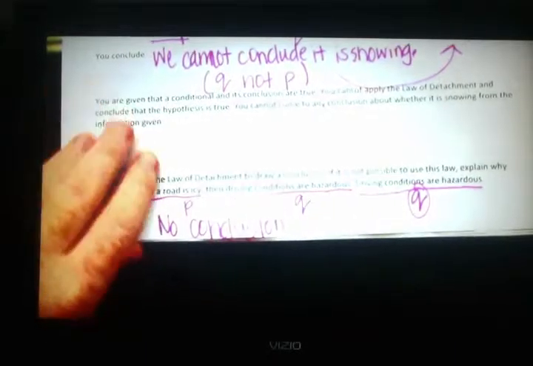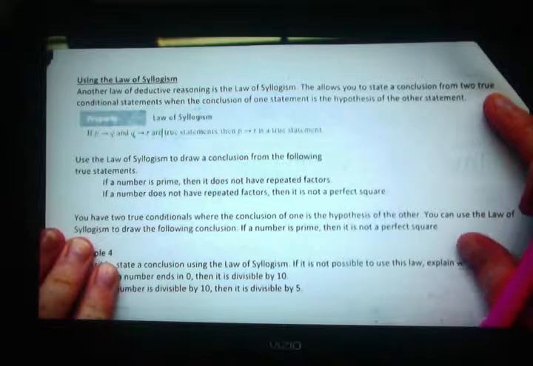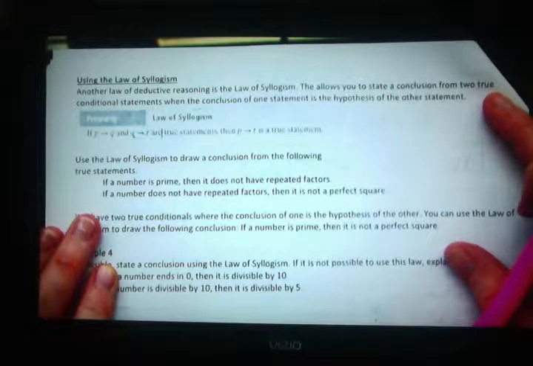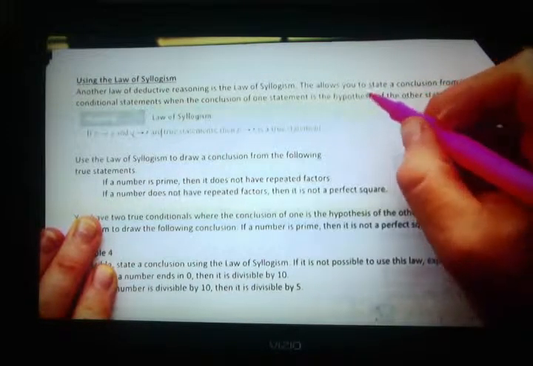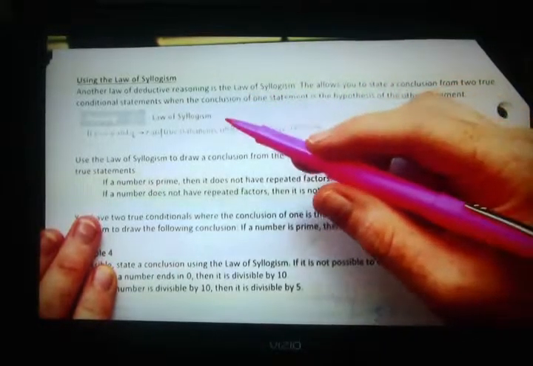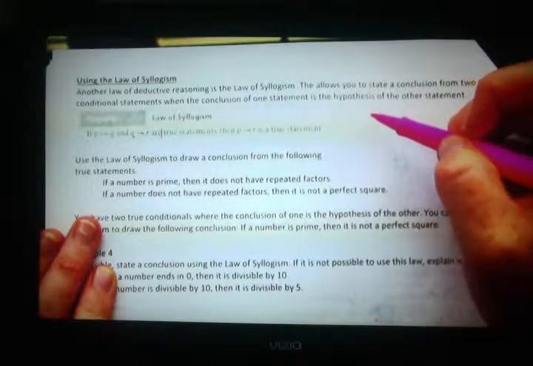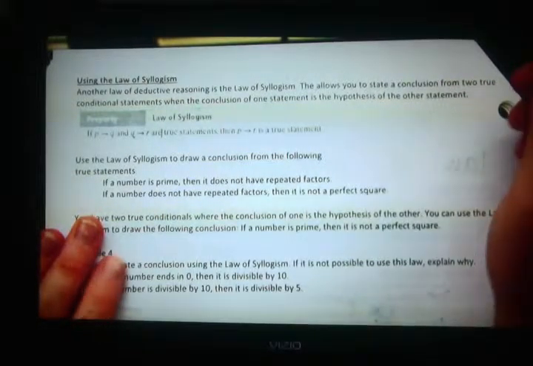Okay, so let's move on and learn about one more law today. The law of syllogism. This is your last page for today. Another law of deductive reasoning is the law of syllogism. Again, this allows you to state a conclusion from two true conditional statements when the conclusion of one statement is the hypothesis of the other statement. That sounds crazy, but what are we talking about?